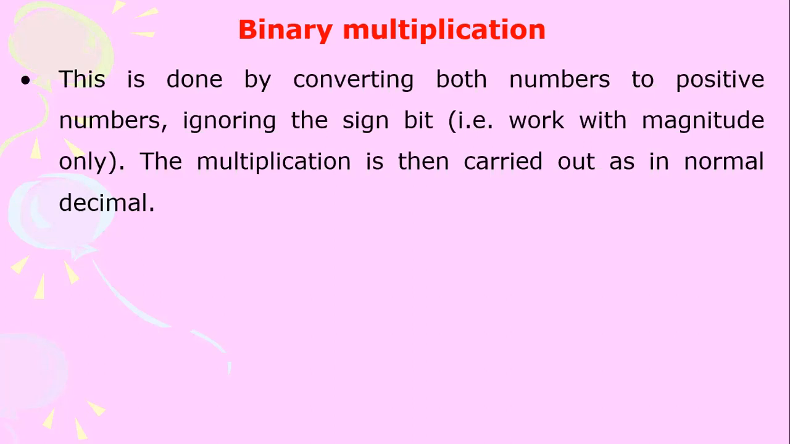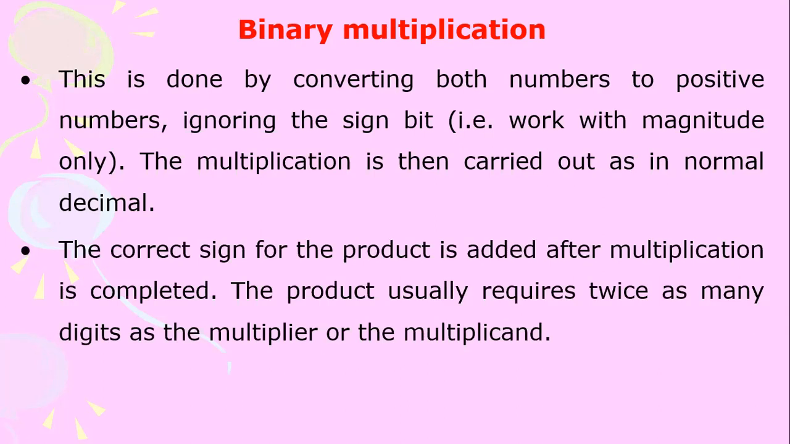Let's now look at what we call binary multiplication. This is done by converting both numbers to positive numbers, ignoring the sign bit. That is, work with the magnitude only. The multiplication is then carried out as in normal decimal. The correct sign for the product is added after multiplication is completed. The product usually requires twice as many digits as the multiplier or the multiplicand.